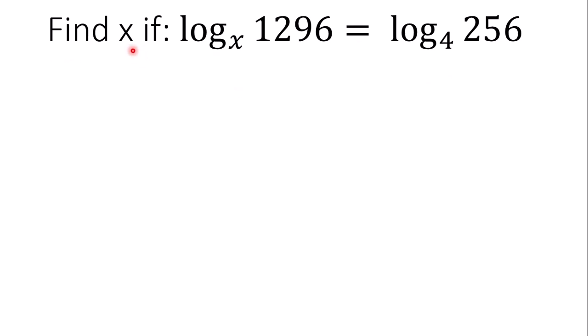Find x if log 1296 base x is equal to log 256 base 4. How is x going to be found? Or how are we going to get the value for x from this equation?